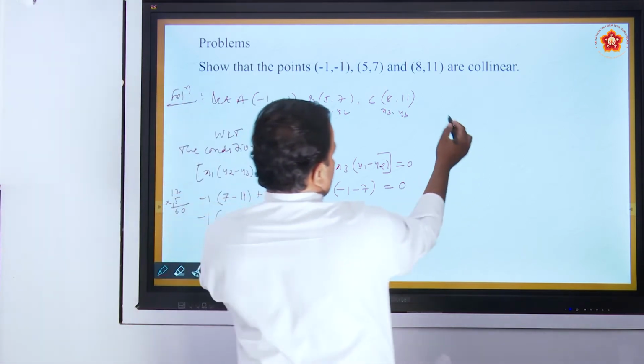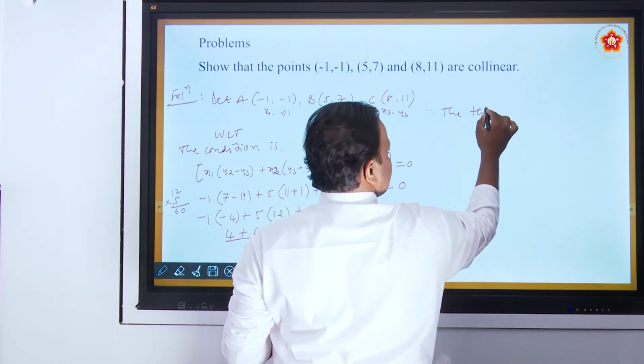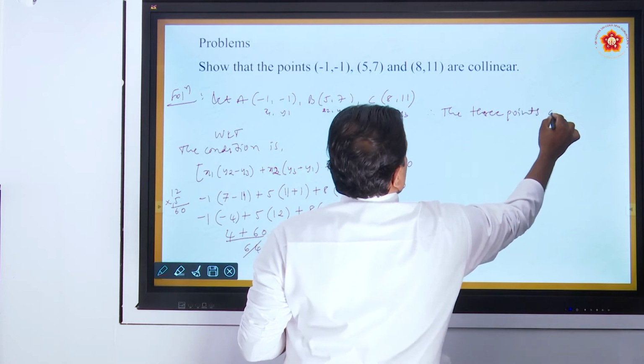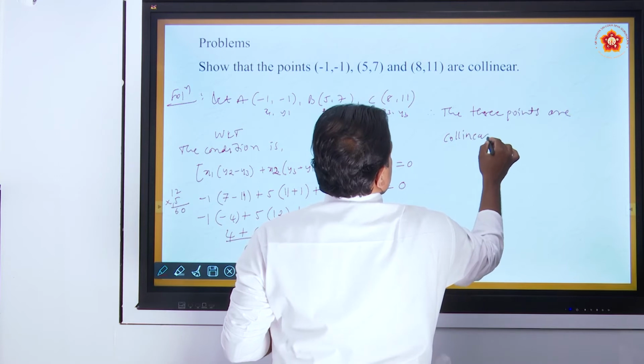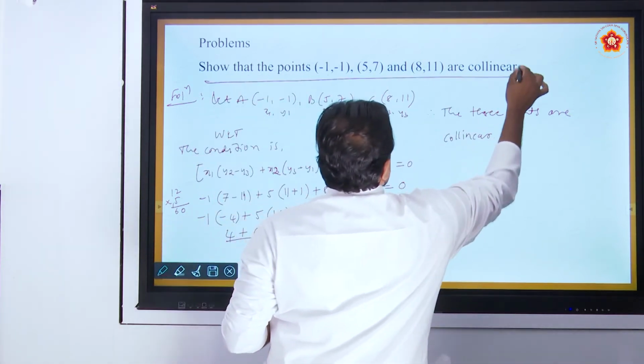Therefore, the 3 points are collinear, meaning they lie on the same line. Hence shown that the points are collinear.